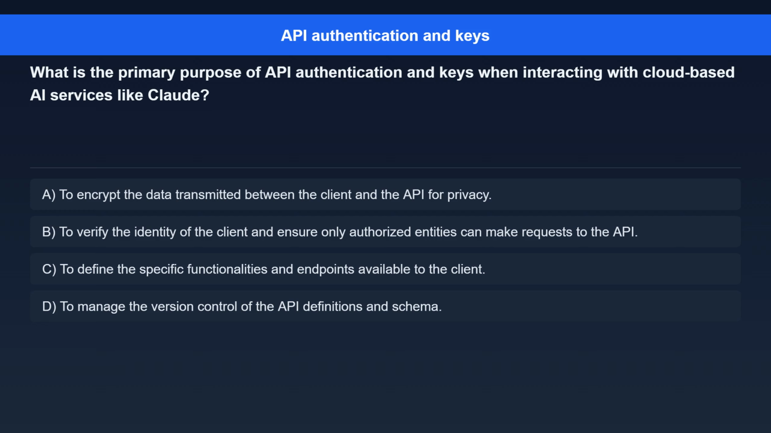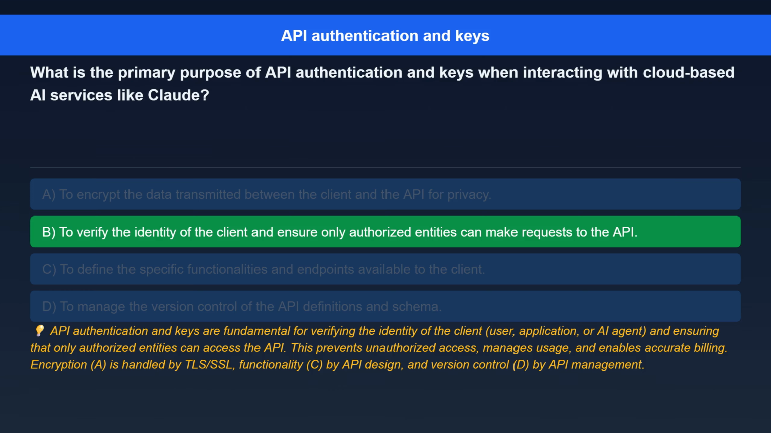Option C. To define the specific functionalities and endpoints available to the client. Option D. To manage the version control of the API definitions and schema. The correct answer is to verify the identity of the client and ensure only authorized entities can make requests to the API. Here's the explanation.